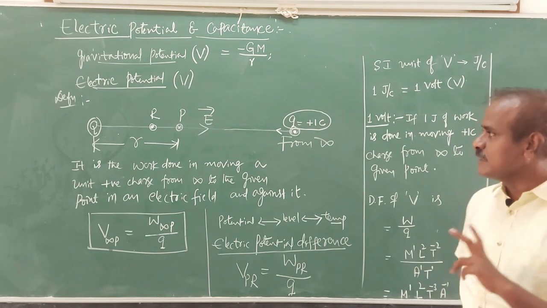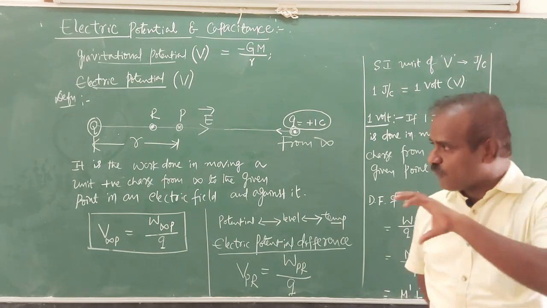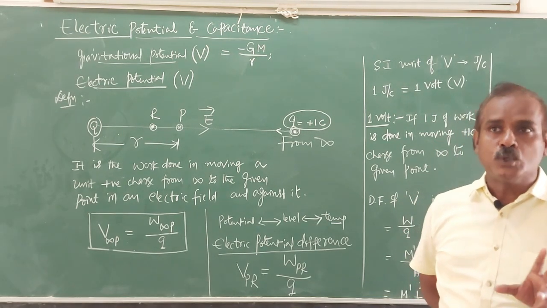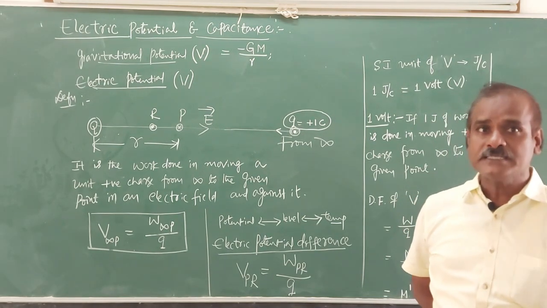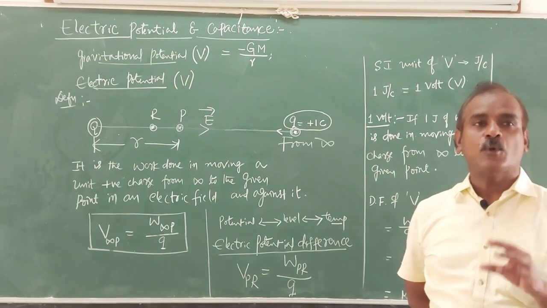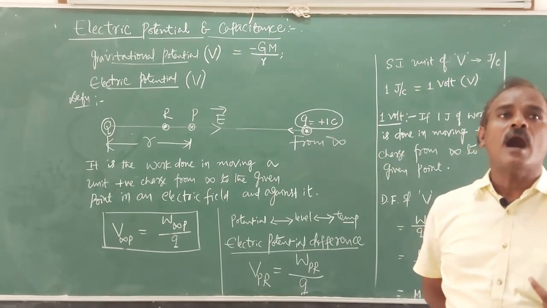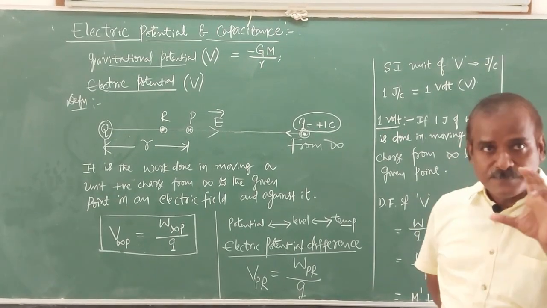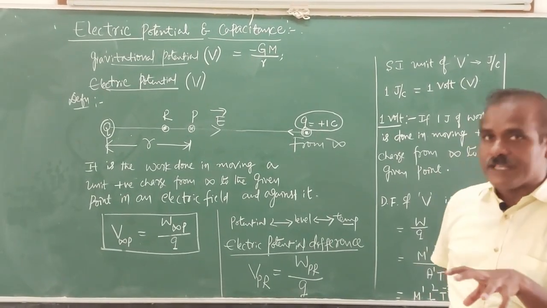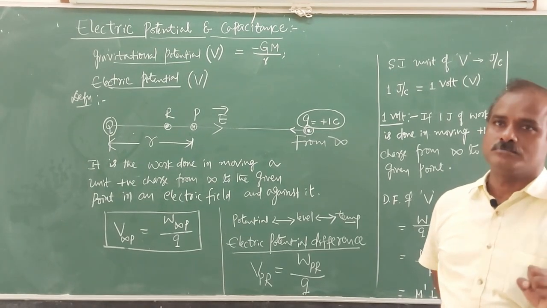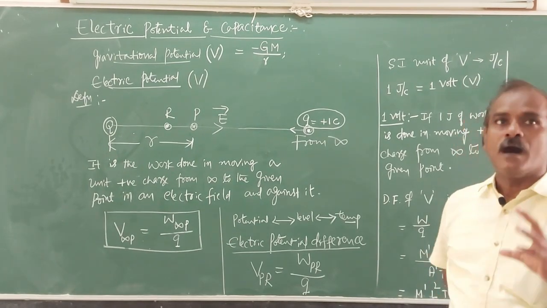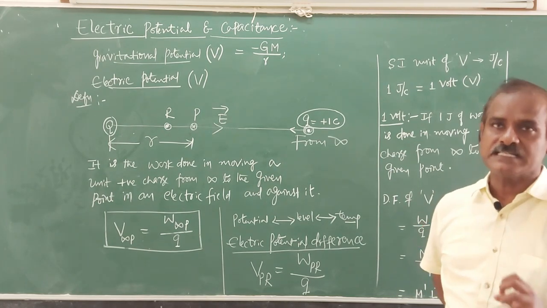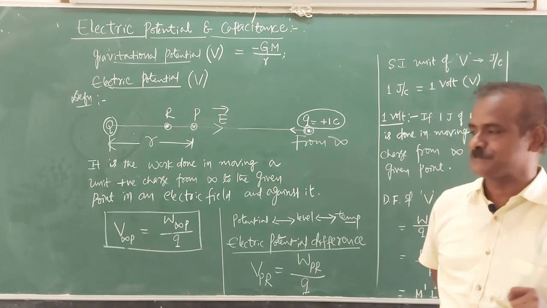Is it not? Similarly, now we are going to derive the potential due to a charge at a point in an electric field. It is a very simple way to derive the formula. And you will see how potential varies with the distance as well as with the charge.